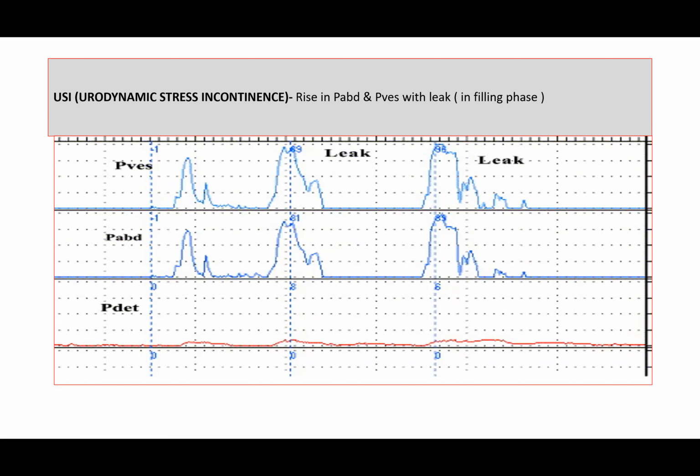Again, we will see the rise, the vesical pressure. Is there any rise? Yes, there is rise. Abdominal pressure, is there any rise in the pressure? Yes, there is rise here, here, and this one also. What about the detrusor pressure? There is no rise in the detrusor pressure. There is no detrusor activity, no contraction of the detrusor muscle. What about the leak? Is there any leak? Yes, there is leak. So there is leak with rise in abdominal pressure, rise in bladder pressure. So this one is urodynamic stress incontinence. All right.